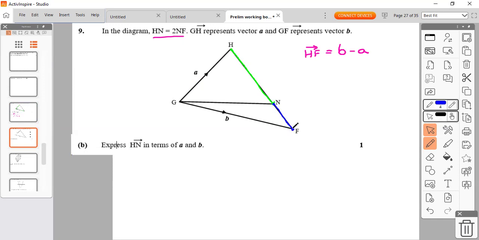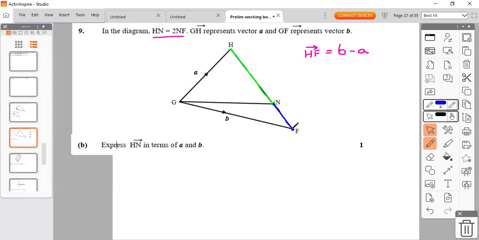Does that make sense? 2 NFs, so 2 journeys from, I'm going to say Norfolk to Falkirk, but that doesn't make sense. Newton Mearns, does that make sense? 2 journeys from Newton Mearns to Falkirk is the same as doing a journey from Helensburgh to Newton Mearns. If you express it like that, it's a distance. So HN is just twice as far as NF. Okay, so that's what that's telling me there.